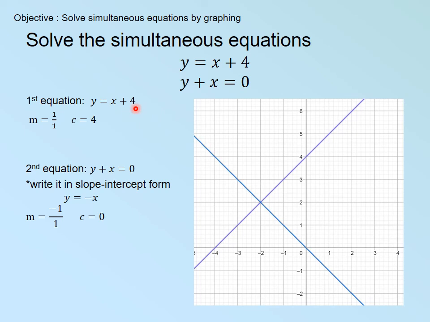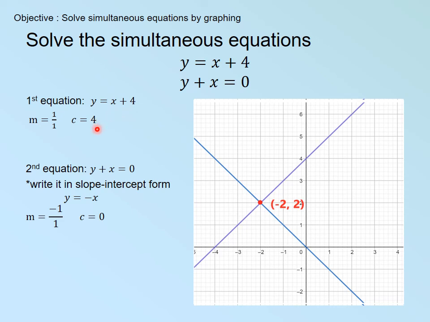Now I have the two lines of the two equations that are given. The common point, which is the point of intersection, is negative 2, 2. This means that my solution is negative 2, 2. This is the only point that satisfies the two lines, which means those are the only two values for x and y that satisfy the two equations. So x is negative 2, y is 2.